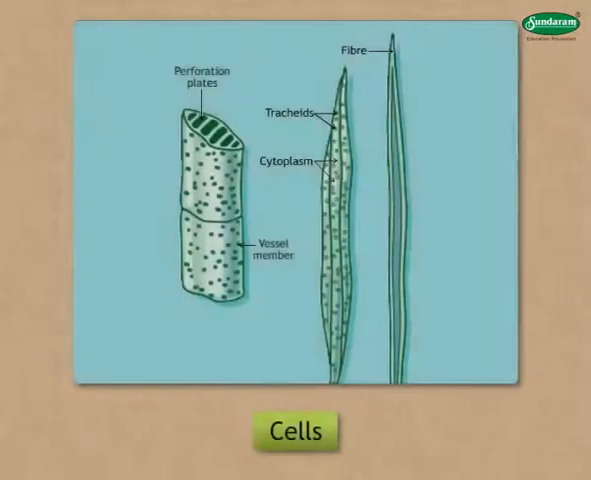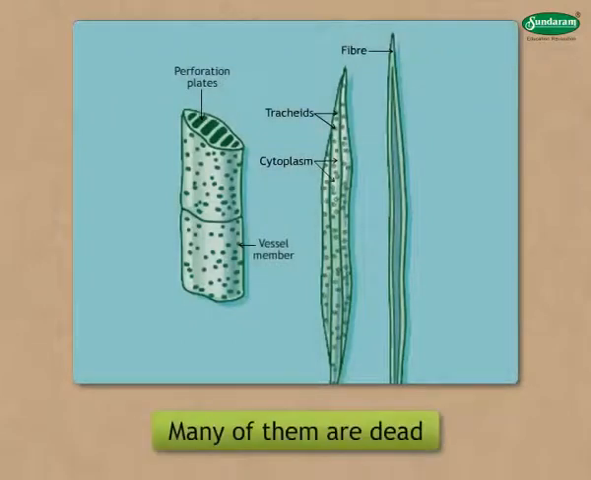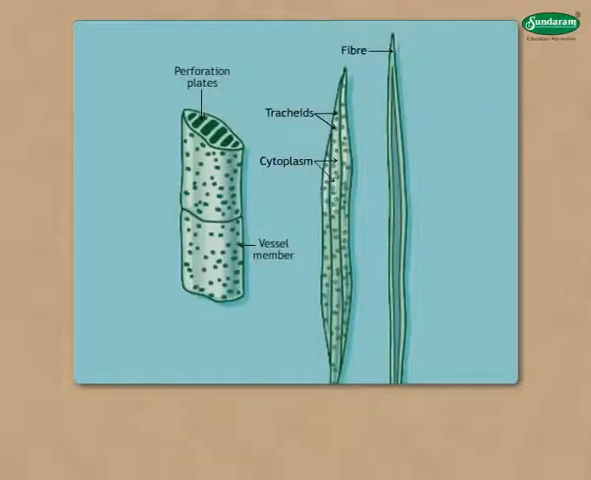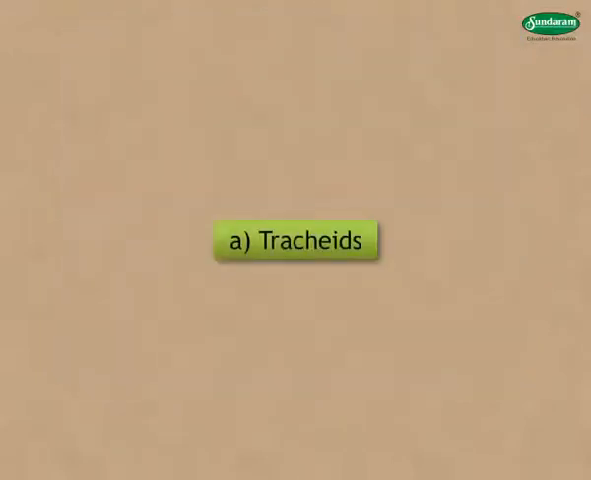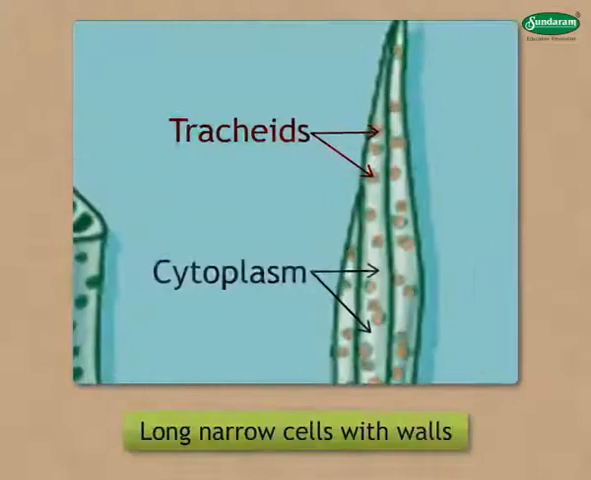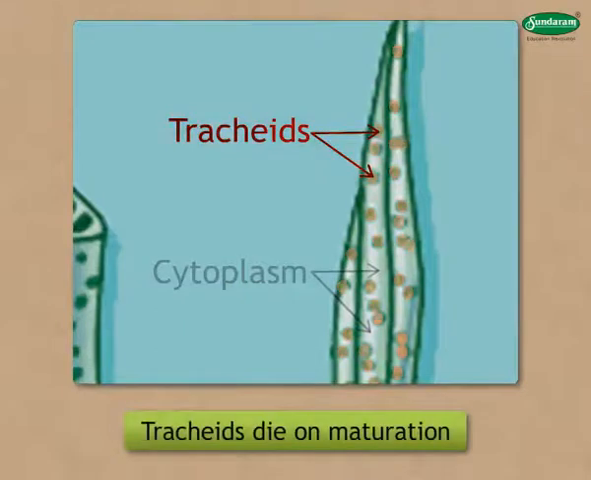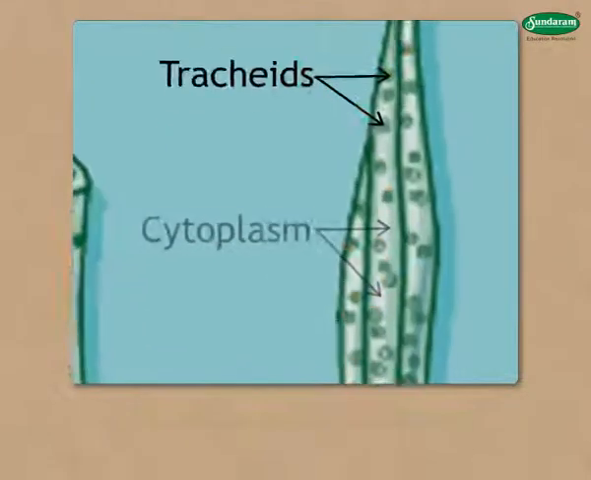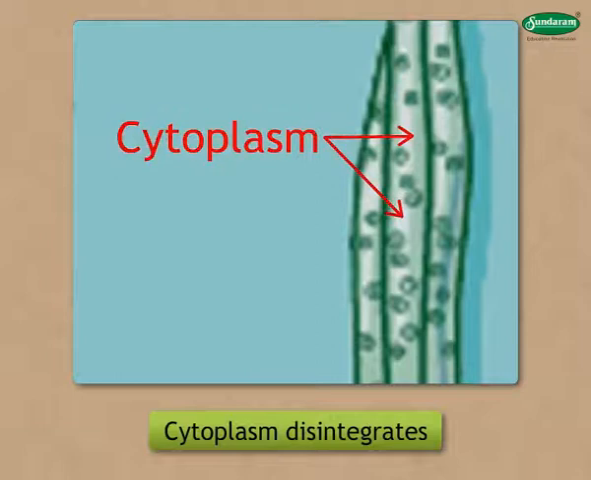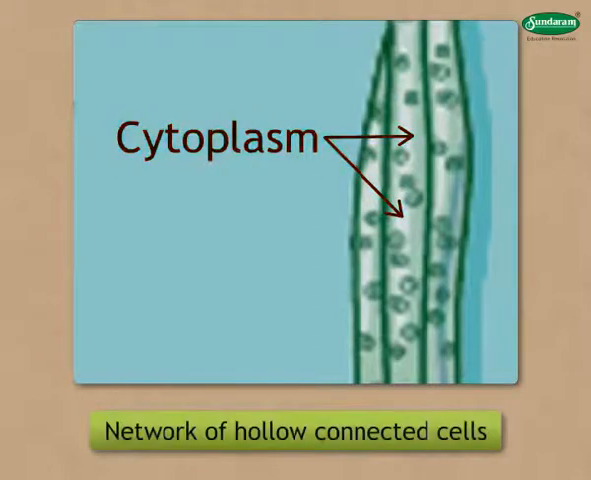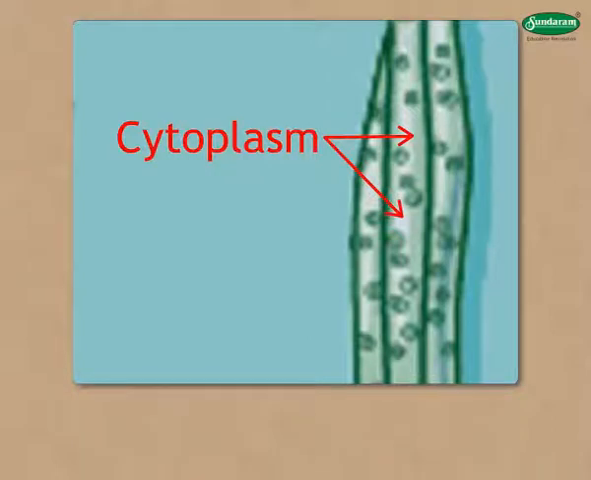Xylem. Its cells have thick walls and many of them are dead. They are mainly of the following types. A. Tracheids. These are long, narrow cells with walls that are impermeable to water. When tracheids mature, they die and their cytoplasm disintegrates. This leaves a network of hollow connected cells through which water can pass.